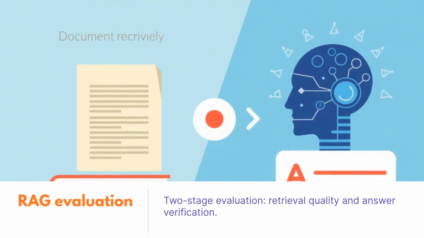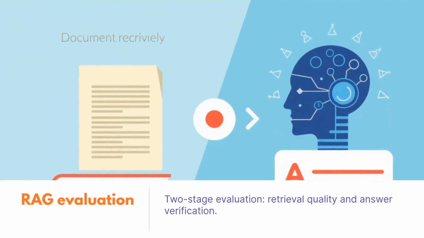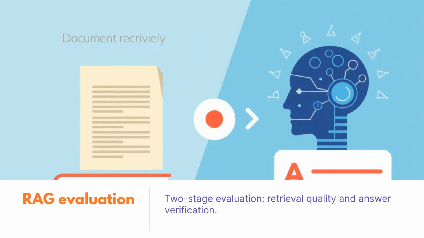Retrieval-augmented systems introduce an additional challenge. Now we must evaluate two separate stages. First, did the system retrieve the correct documents? Second, did the model generate a correct answer using those documents? Both stages must work properly for the final response to be reliable.